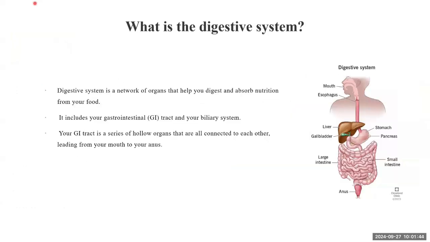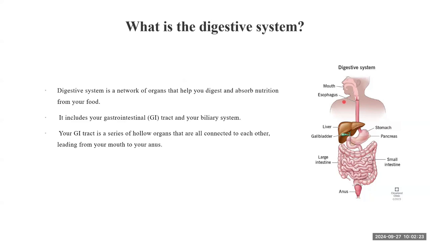So what is the digestive system? Basically, the digestive system is a network of organs that help you digest and absorb nutrition from your food. Whatever you take in from your mouth, either liquid or solid food, goes into your stomach, where it gets broken down into different components which eventually get absorbed into your blood and release glucose throughout your body according to the requirement.